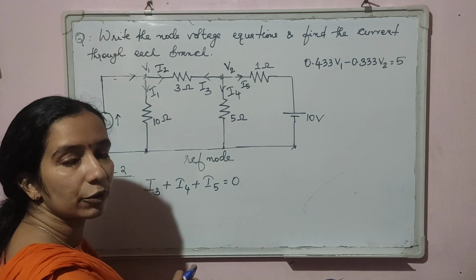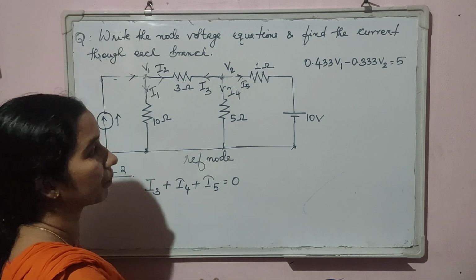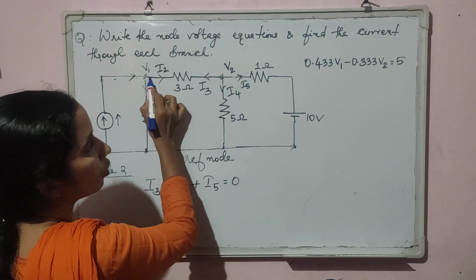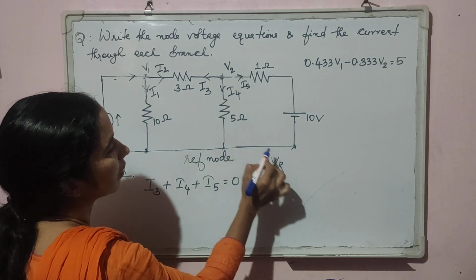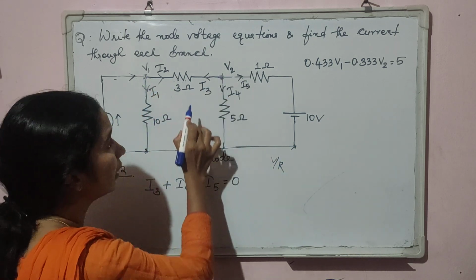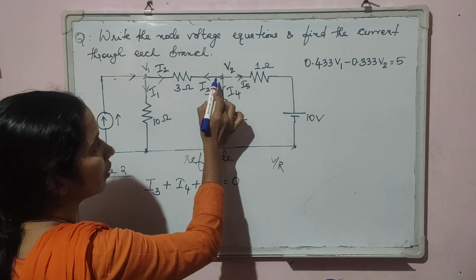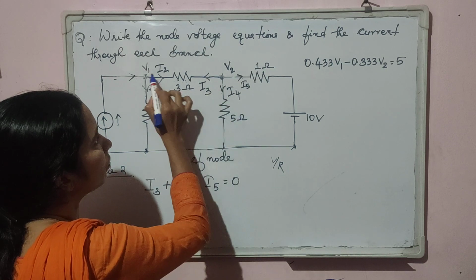Now let us write equation for I3, I4 and I5. See, I3 is the current through this branch. So that will be V by R, I is equal to V by R. That is voltage across this branch divided by resistance. So voltage across this branch is V2 minus V1.